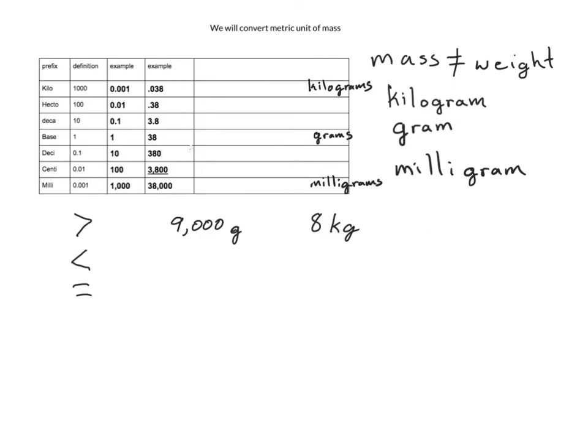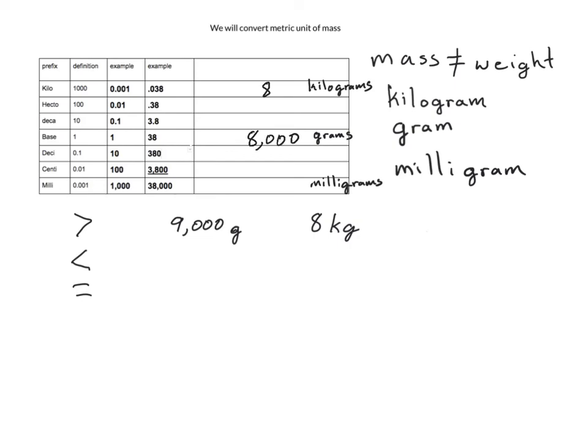So let's compare these two numbers using greater than, less than, or equal to. We have 8 kilograms compared to 9,000 grams. If I take my 8 kilograms and convert it to grams, then I could tell which one's larger. Now I know when I'm going from larger units to smaller units, I need to multiply. I've got to multiply this by 1,000, so this is going to become 8,000.